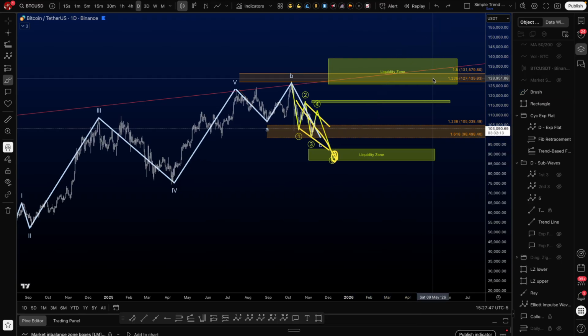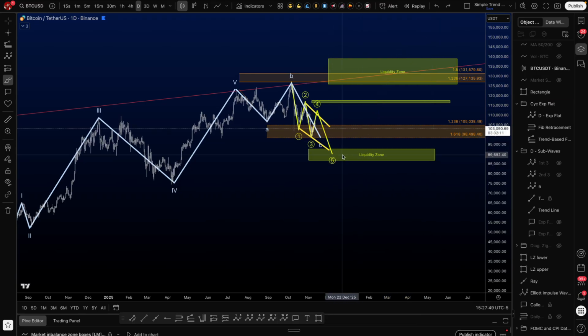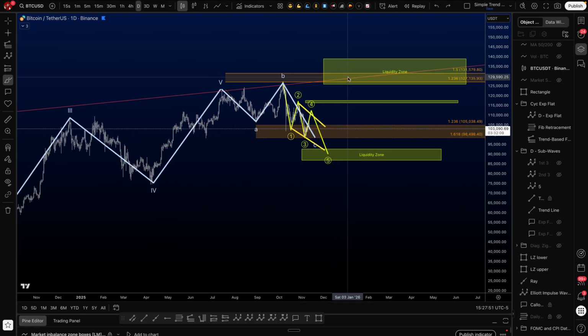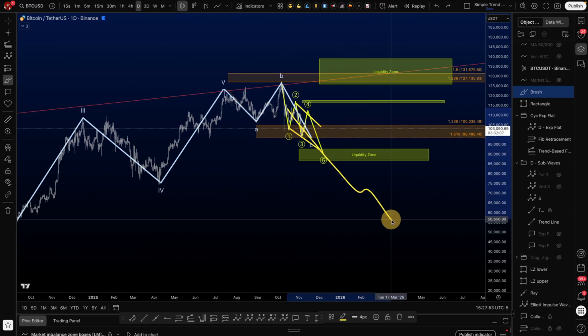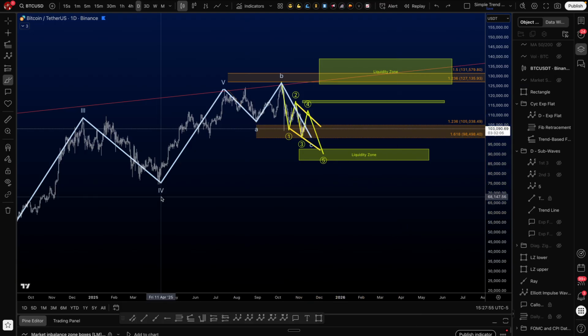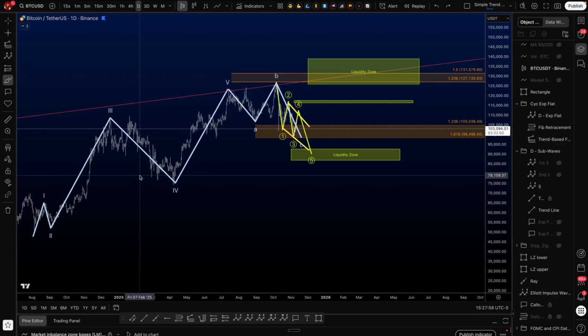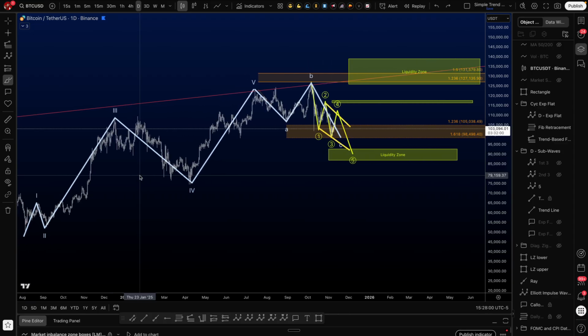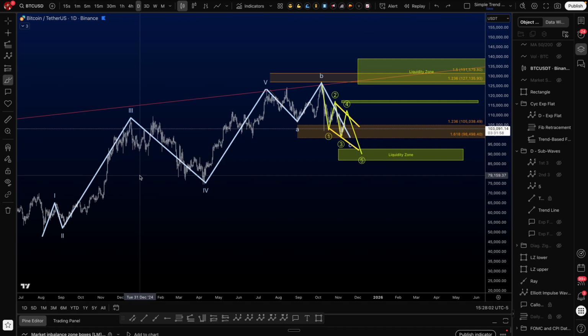Maybe something like that. I'm not making predictions on where price is going to go with Bitcoin, because it could also all go down. So anyway, that's what I've got in my Elliott wave analysis of Bitcoin at the moment. I'd love to hear your feedback and tell me what you think.